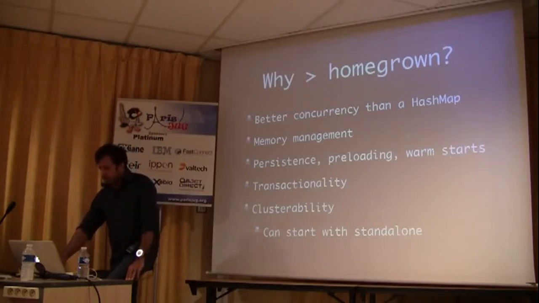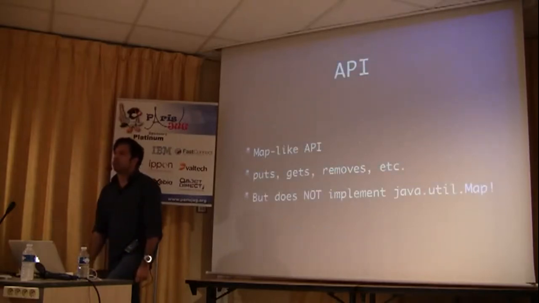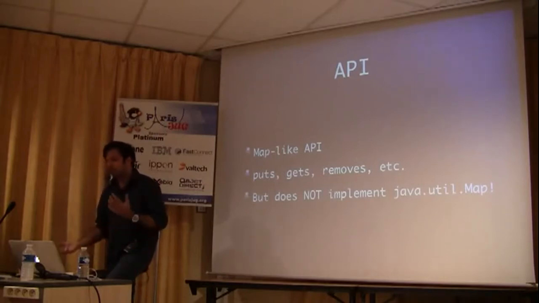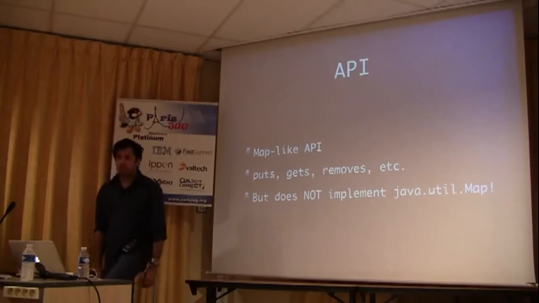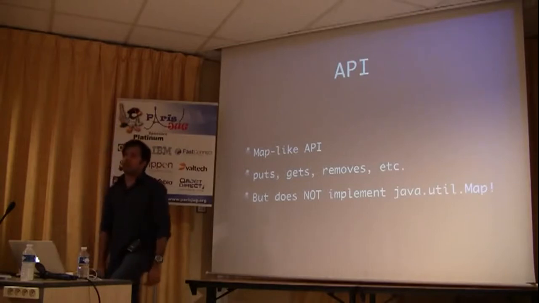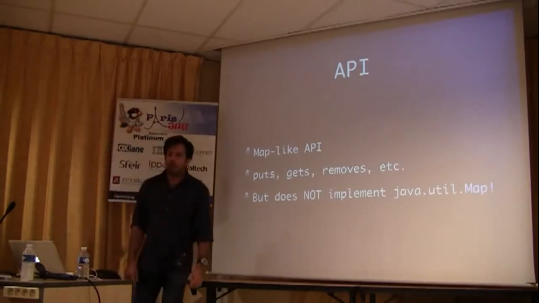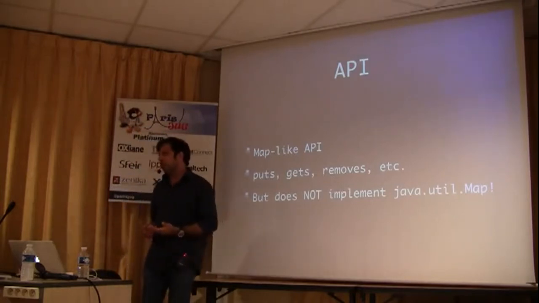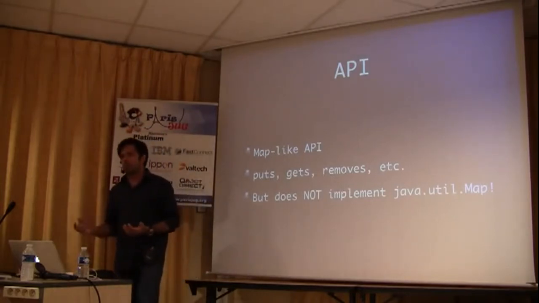So let's have a quick look at the API. What does JSR 107 give you? The primary API is very map-like. It has puts, gets, removes, and all of that, but it specifically does not implement java.util.Map or ConcurrentMap. The reason is that the map contract has a lot of methods that are quite useless or even detrimental to a distributed system.